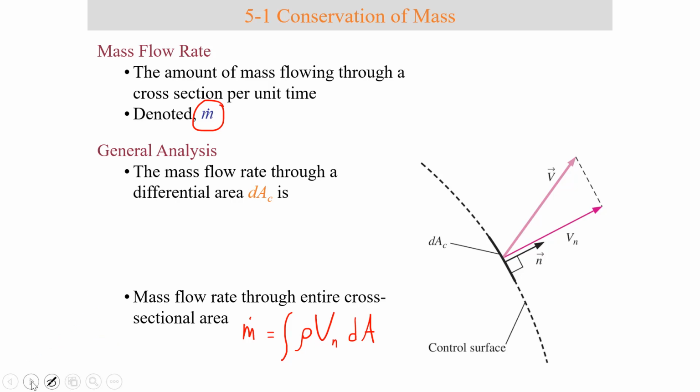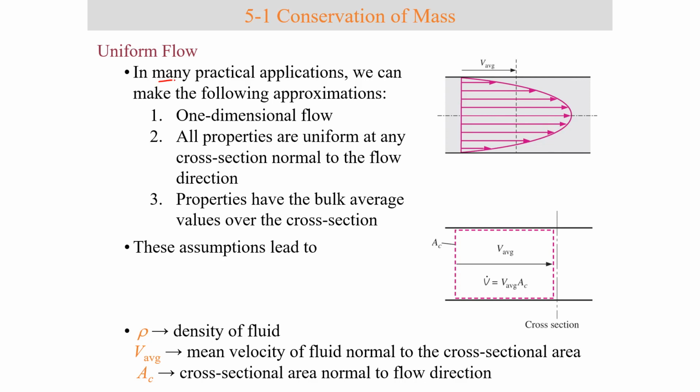Now, in many practical applications, we can make the following assumption. We have one-dimensional flow, which means the fluid is flowing in one direction. At any point, all the properties are uniform across the cross-section, and the properties have a bulk average. Let's take this for example. You have a pipe, right? You have water flowing in a pipe.